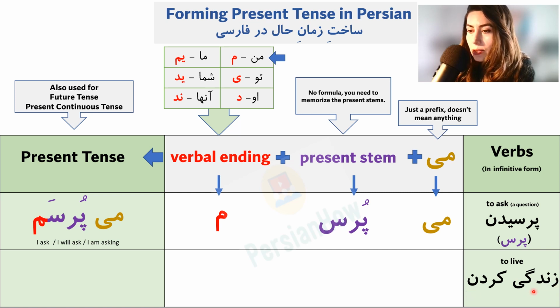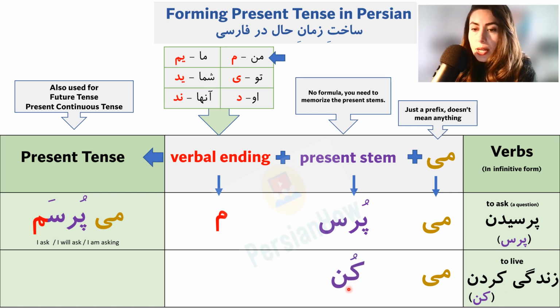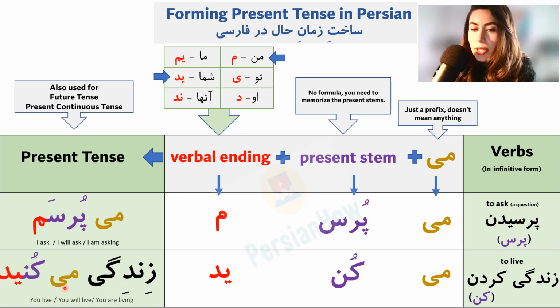Let's go over to the next verb. زندگی کردن. زندگی کردن means to live. So we need me here, and then the present stem of کردن, the verbal part, which is کن. So کن comes here, and then let's say the subject is شما. This is the conjugation for شما. می کنید. Now let's combine everything. زندگی می کنید. Remember, me comes before the verbal part, not before the non-verbal part. We do not say می زندگی کنید. No. زندگی می کنید. Either means you live, you will live, or you are living.